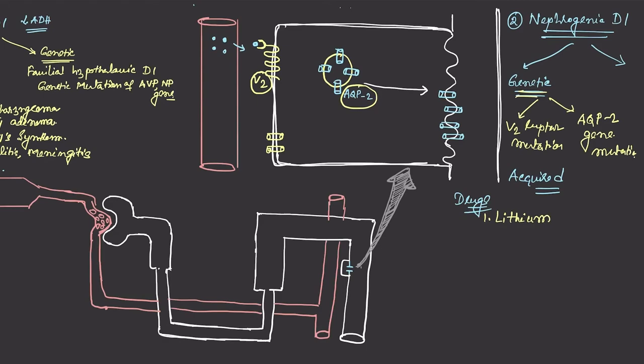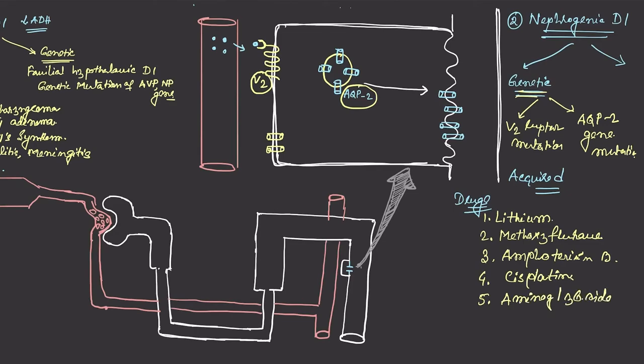Now, lithium is used in the treatment of bipolar disorder. Next important is methoxyflurane, which is used as inhalational anesthesia. Next important drug is amphotericin B, which is used as an antifungal drug. Cisplatin, an anti-cancer drug, can also cause nephrogenic diabetes insipidus.